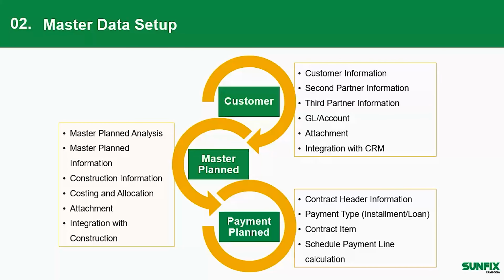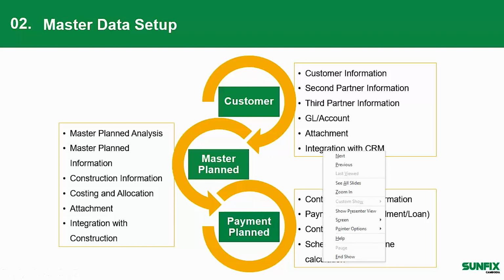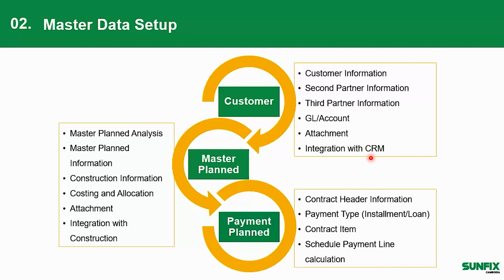Alright, so for master data setup, for the customer information, you can keep your customer information for the first party or third party, and also map the GL account with it, posting to finance. And for additional attachments, you can attach documents related to it. And actually here, it will link with integration if you choose the CRM module in Cuscen too.